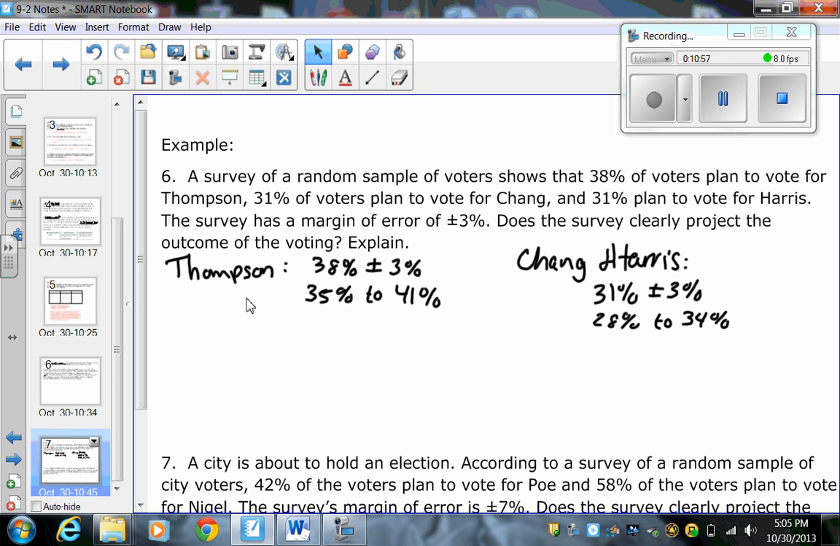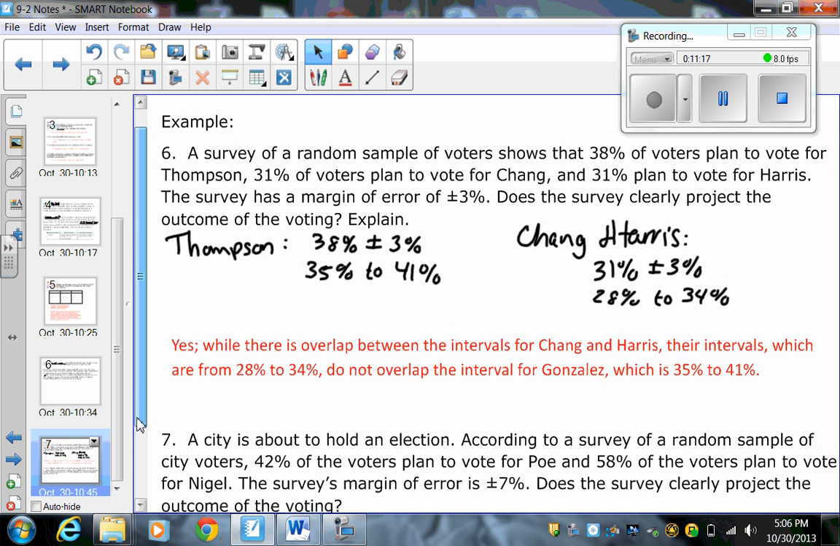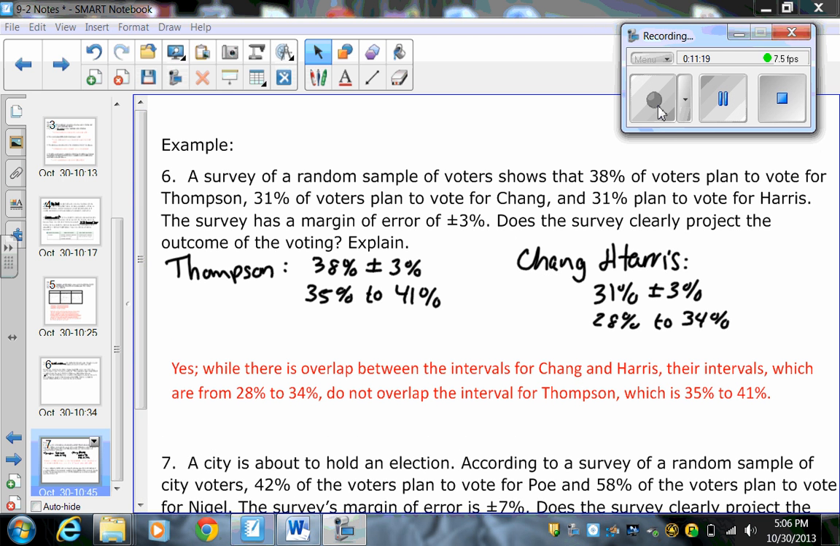Now, because Thompson's interval does not overlap with Chang's and Harris's interval, we can say that yes, the survey clearly projects the outcome of the voting. So to put that in a sentence, we can say, yes, while there is an overlap between the intervals for Chang and Harris, their intervals, which are from 28% to 34%, do not overlap the interval for Thompson, which is 35% to 41%.